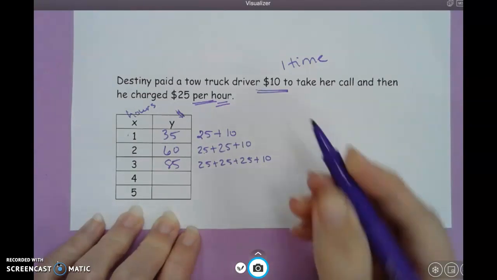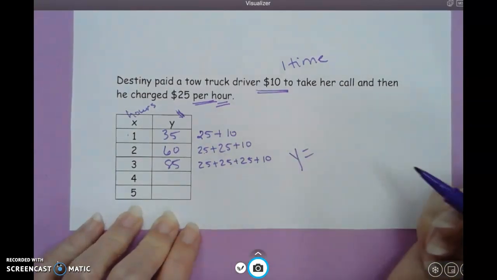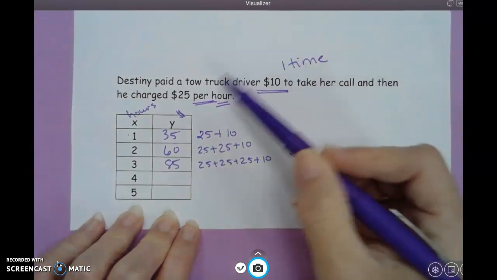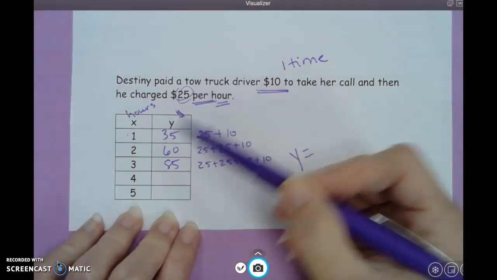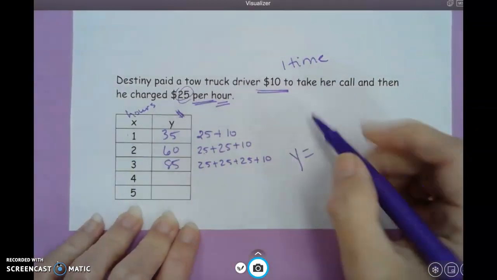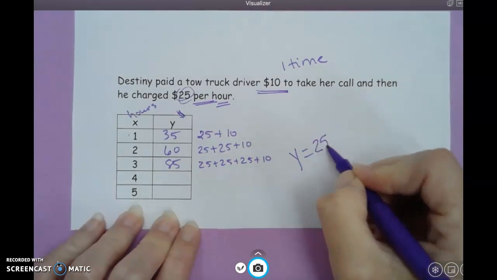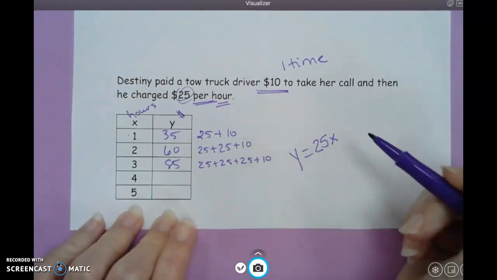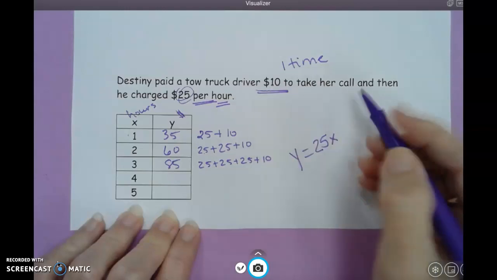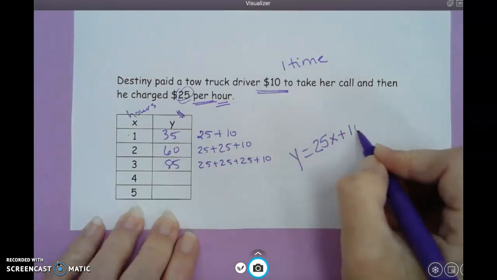Well, the further we get, that's going to get to be more and more time consuming, so we're going to see if we can write an equation. So then y equals 25 times however many hours, so that's times whatever x is. So 25 times x, however many that may be, and then plus 10, because that 10 only happens one time.